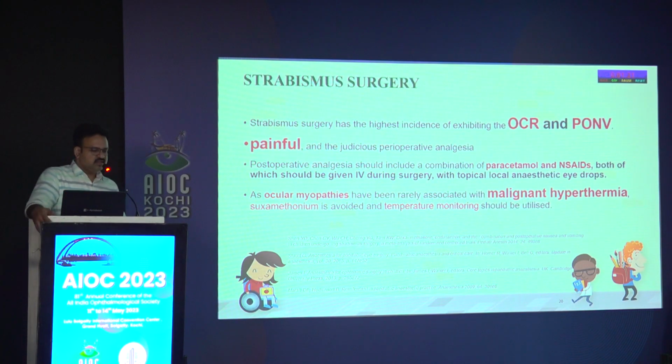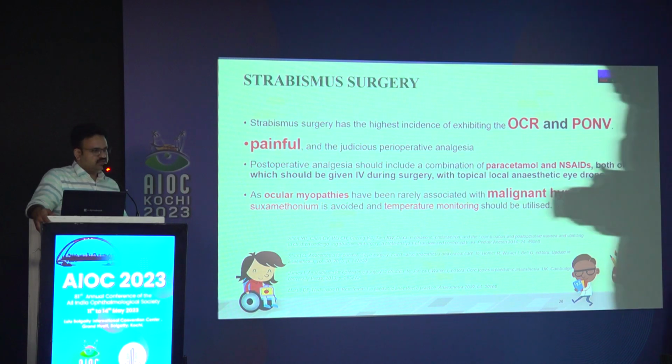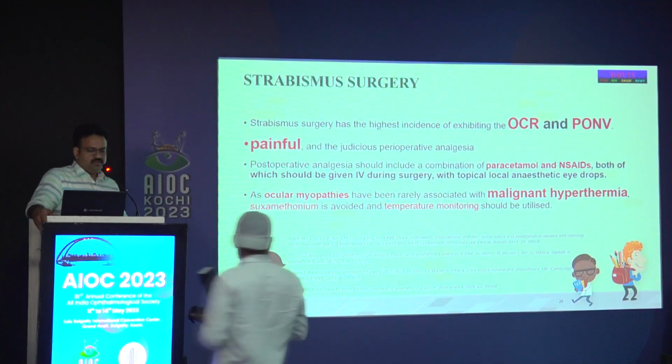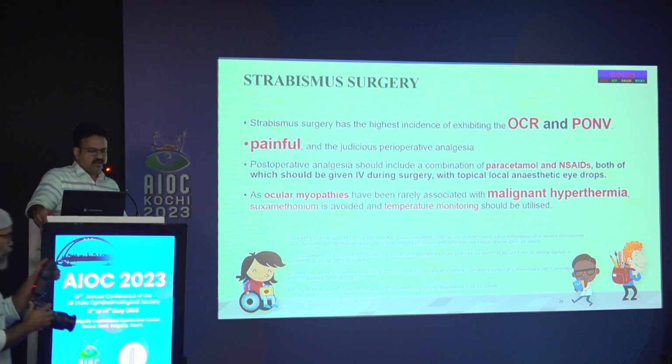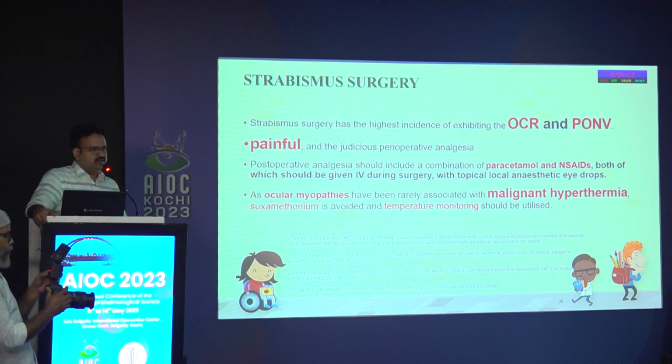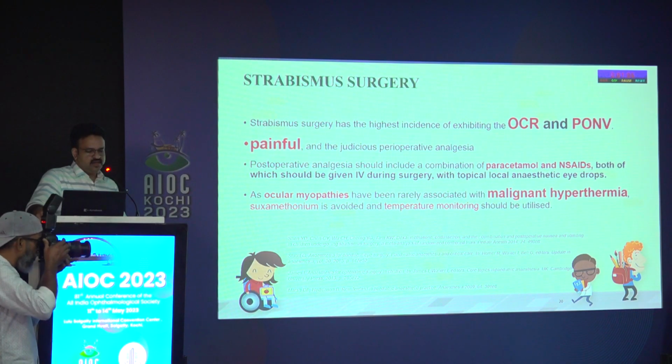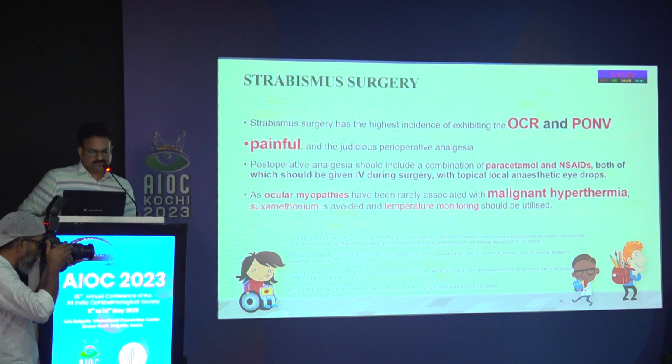And the strabismus surgery has the highest incidence of exhibiting the OCR. What is OCR? The oculocardiac reflex, and postoperative nausea and vomiting. Strabismus surgery is mostly painful, and we judiciously use perioperative analgesia, including opioids. And we can give paracetamol and NSAIDs for the postoperative analgesia. And ocular myopathies have been rarely associated with malignant hyperthermia. So we purposefully avoid succinylcholine and institute temperature monitoring in our kids.